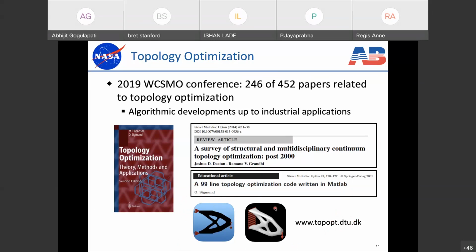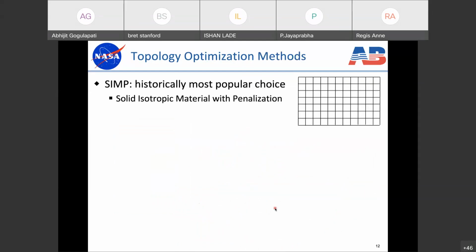So in terms of solving a topology optimization problem, there's a couple different ways to do it, and I'll run through a few of them. Historically, the most popular choice for topology optimization, and the one that I use more often than any other in my presentation today, is a method called SIMP, S-I-M-P. This is called solid isotropic material with penalization. And how this works, it's relatively simple, I would say.